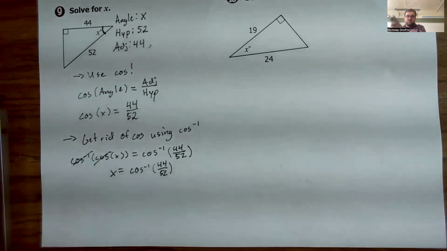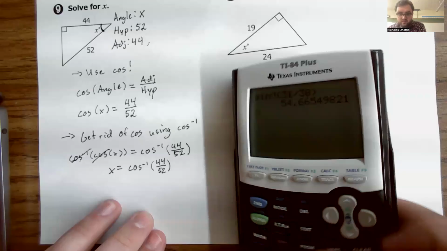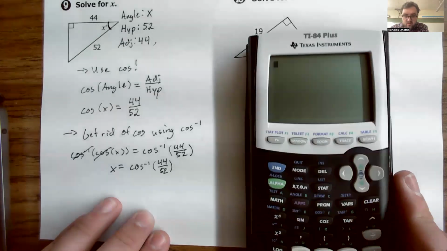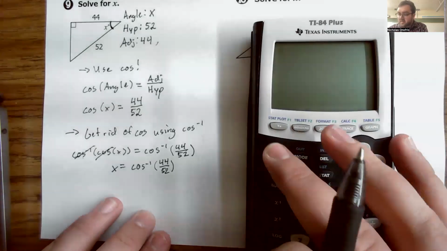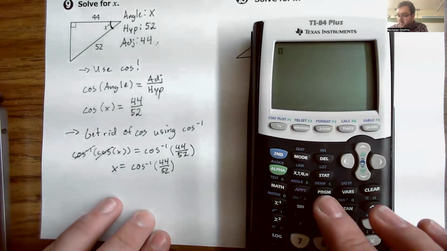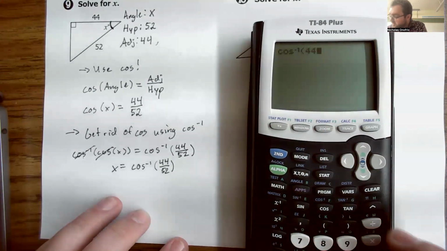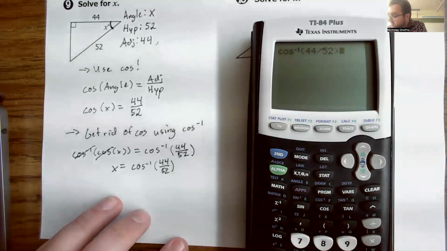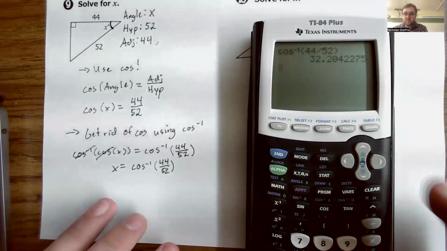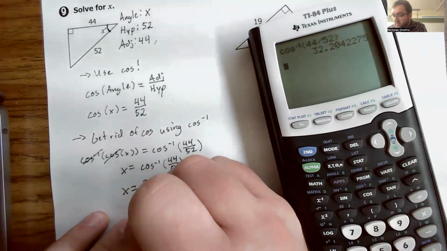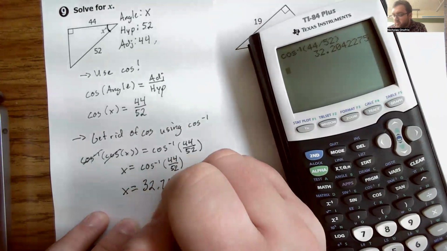And at this point, you can turn to that handy dandy calculator again. To type cos to the -1, you're going to type second cos, just as simple as that. 44 divided by 52. That's going to give me 32.20. X equals 32.20 degrees.